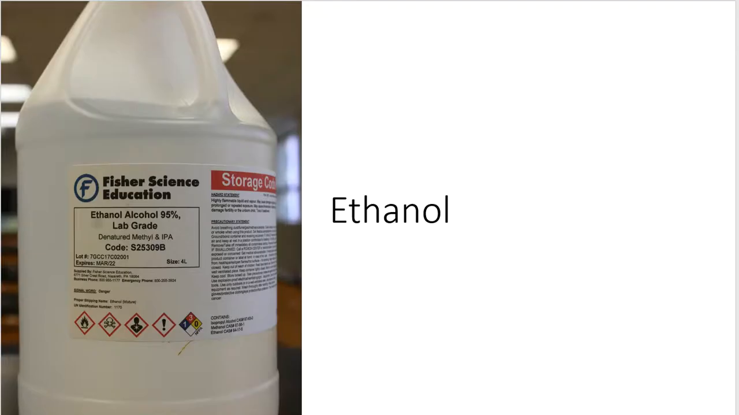As we said before, we need ethanol in order to make that solution. All right, so I'm going to pull this ethanol over, and this is the ethanol that we're using. The ethanol is lab-grade ethanol from Fisher Scientific, and the lot number here is 7GCC17C02001. So this is what I need to use to dissolve those crystals. All right, now, that is the first solution that I need for the first part of the lab experiment.